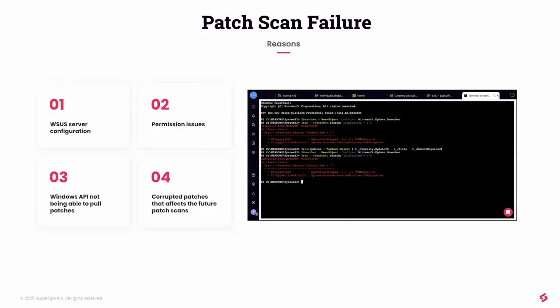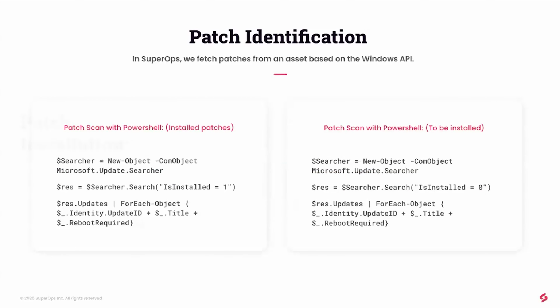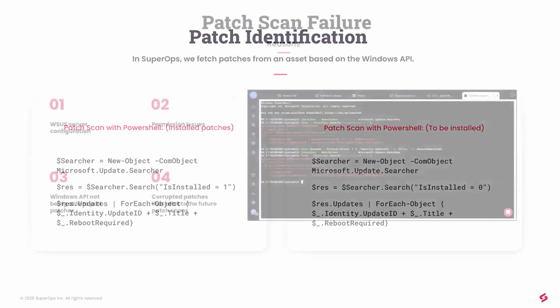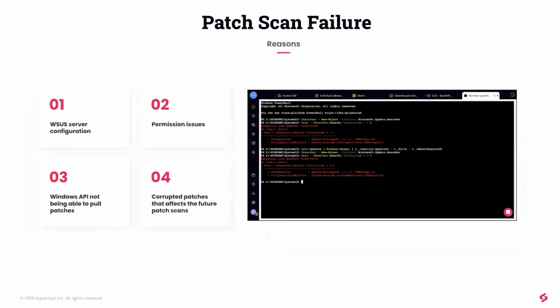And the third one is, let me also share this. All right, so these are the commands. Before that, let me share the third part, which is the Windows API not being able to pull patches. There is only one command that you will have to use for fetching this information, right? So all four will be covered under one command.